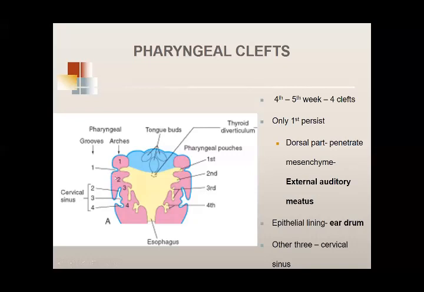between the first and the second pharyngeal arches. This is the first cleft. It penetrates deeper into the underlying mesenchyme. This is the deep first cleft. This develops into the external auditory meatus or ear canal. When you put your finger in your ear, what you feel, your finger goes through that tunnel structure. That is the external auditory meatus.